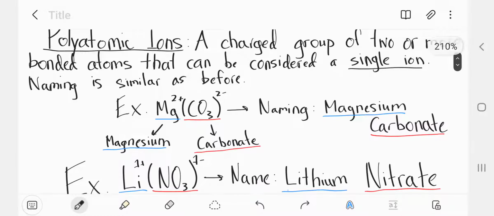So here we have the example of magnesium and this CO3 here. As you can see, CO3 is not an element. Do not confuse this for an element, because it's not. It's actually two elements, carbon and oxygen, as you can see there. But it's a polyatomic ion, as the definition above describes. Although it's a charged group of two or more bonded atoms, we consider this whole thing as one unit, and the charge applies to this whole thing as one unit. It's considered a single ion.